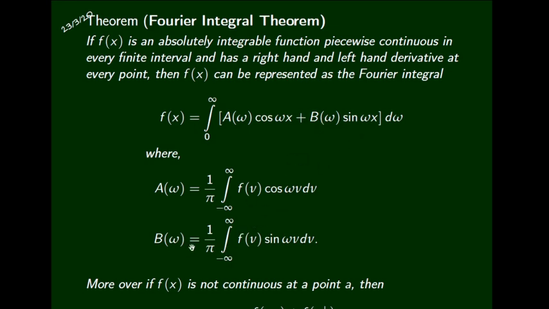Here b of omega can be evaluated like this: 1 by pi integral minus infinity to infinity of odd into odd. We take f of nu as an odd function, sine is odd, so odd into odd is even. Integral minus infinity to infinity of an even function becomes 2 times integral 0 to infinity of the even function. So b of omega becomes 2 by pi integral 0 to infinity f of nu sin omega nu d nu. We are stating this as the next theorem.